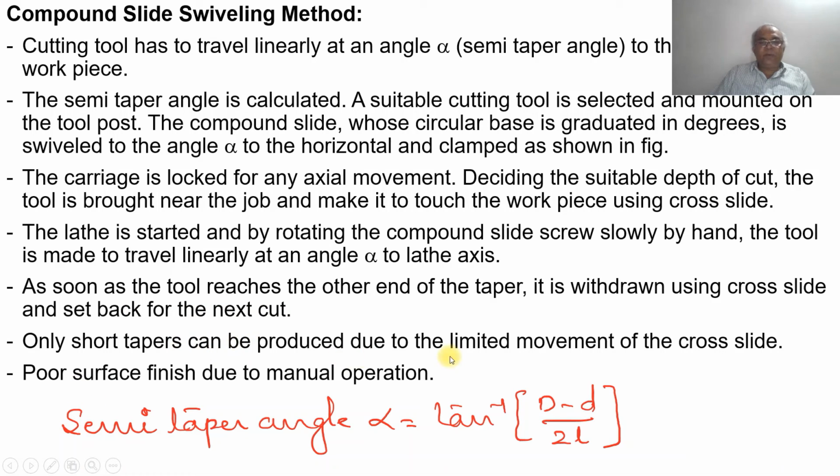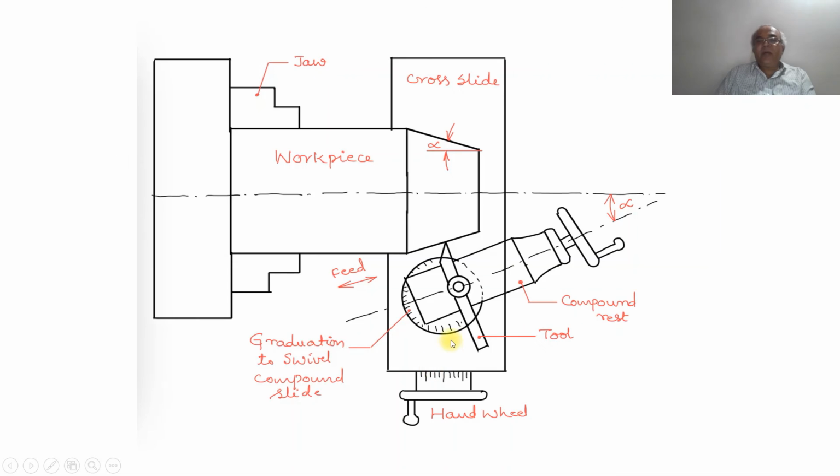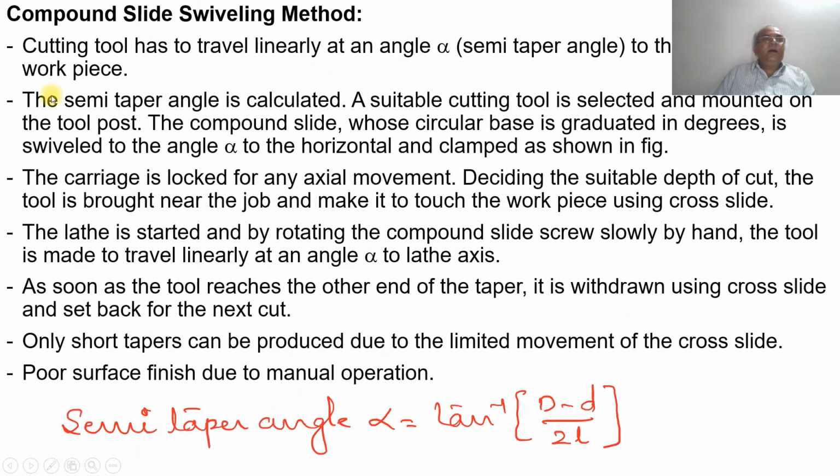Only short tapers can be produced due to the limited movement of the cross slide. Poor surface finish will result because of the manual operation. That means you cannot have automatic feed; it has to be rotated using the handle. We are using the compound rest handle wheel, which is rotated by hand. Because of that, there will be intermittent motion of the tool with respect to the workpiece, and thereby the quality of the surface finish will be lower. This is how the compound slide swiveling method works.